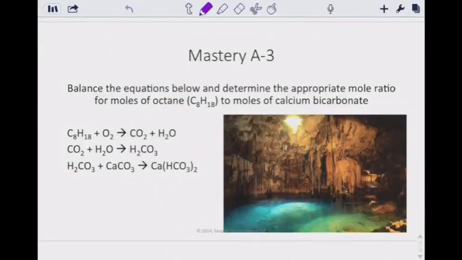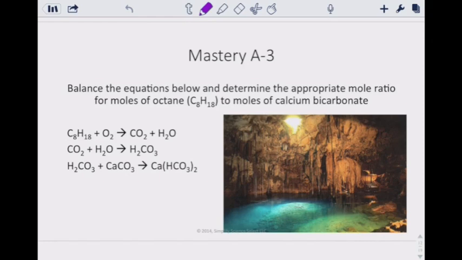All right, so let's look at our mastery level example here. It says, balance the equations below and determine the appropriate mole ratio for the moles of octane, which is C8H18, to moles of calcium carbonate. So when we're looking at this, we need to balance these, because why do we need to balance it? Because that's where the mole ratio comes from.